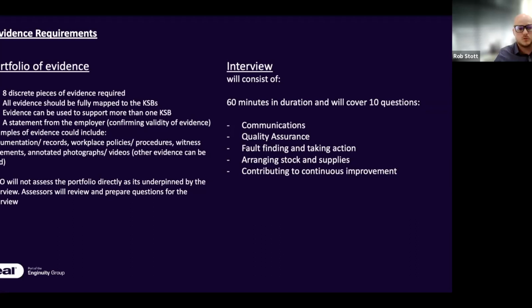The interview will be 60 minutes in duration and will cover 10 questions. And again, these are the categories from which those 10 questions will be drawn: communication, quality assurance, fault finding and taking action, ranging stock and supplies, contributing to continuous improvement.